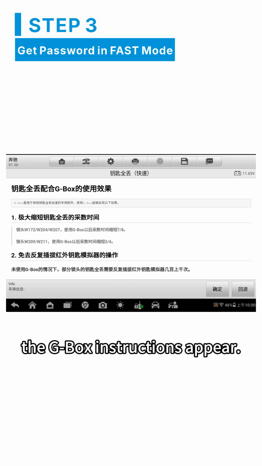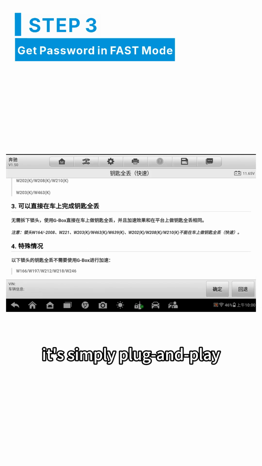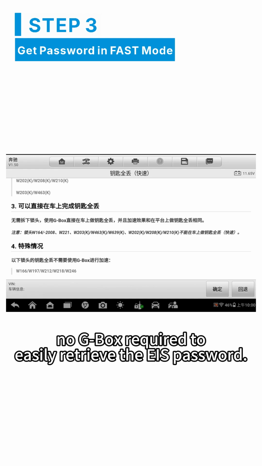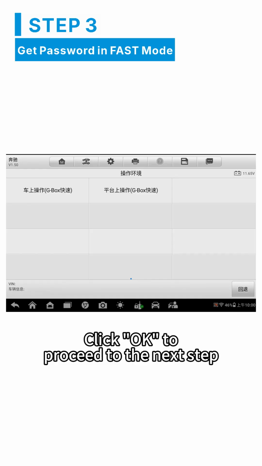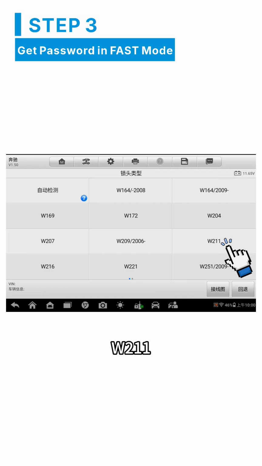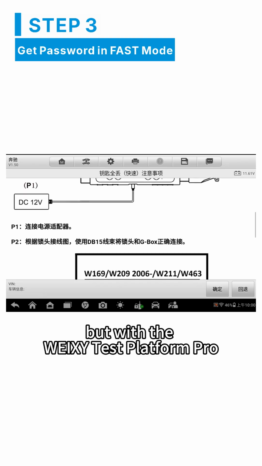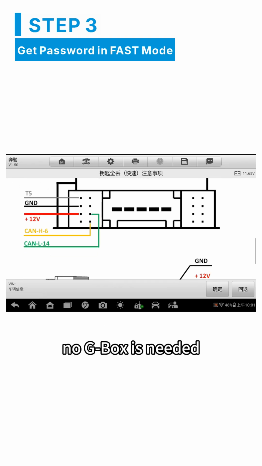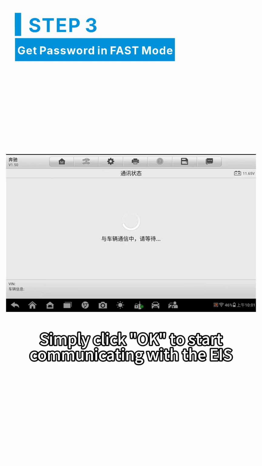The G-Box instructions appear. With our WEIXY Platform Pro, it's simply plug and play. No G-Box required to easily retrieve the EIS password. Click OK to proceed to the next step. Select On Bench, W211. The page shows G-Box usage precautions, but with the WEIXY Platform Pro, no G-Box is needed. Simply click OK to start communicating with the EIS.